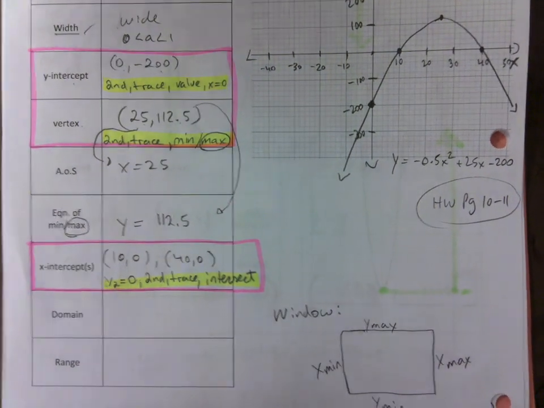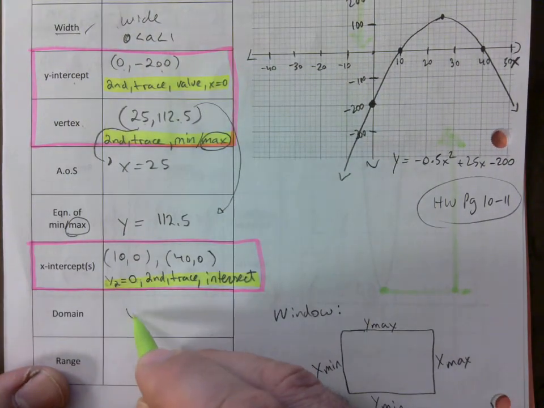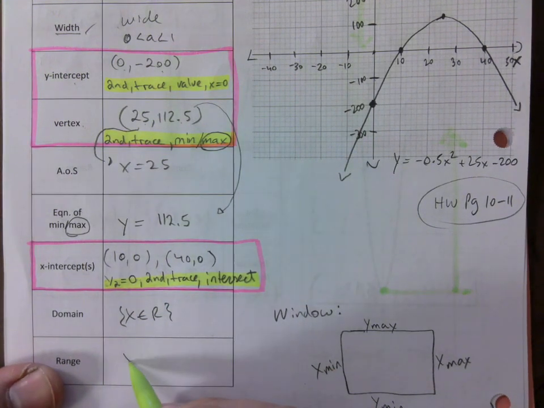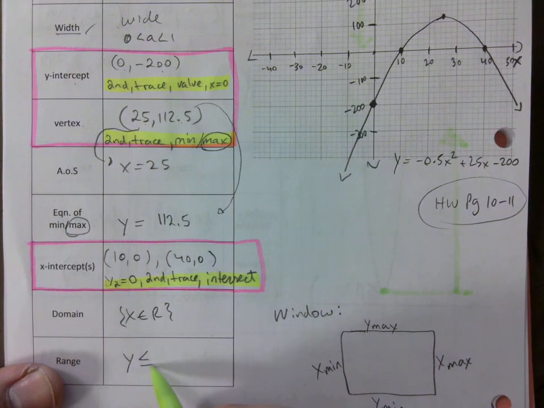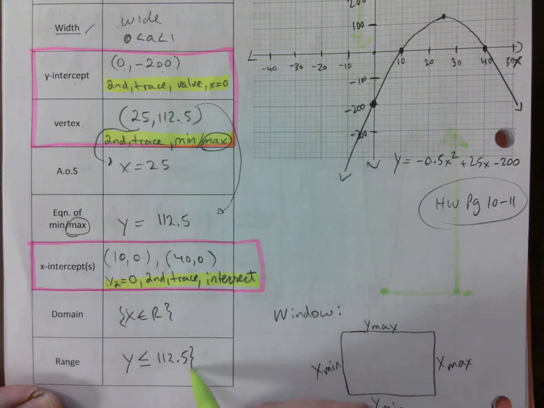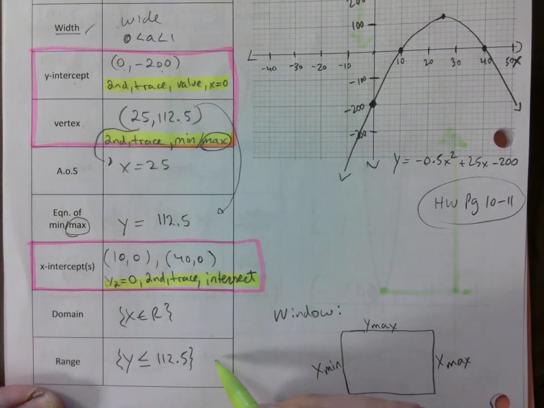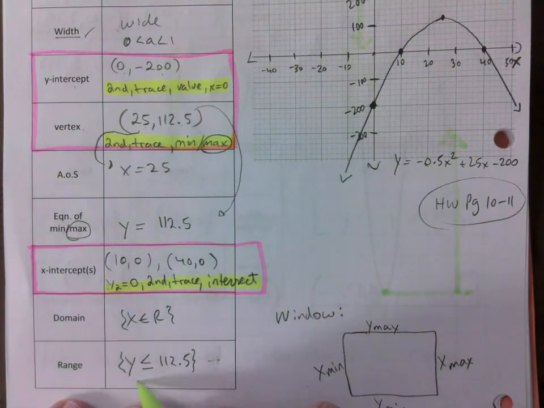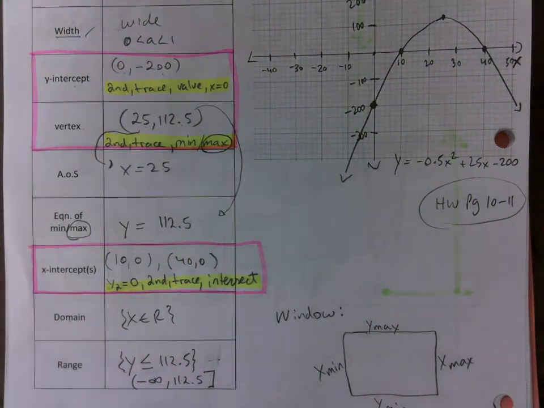What's the domain and range here? Hold on. We'll just go x is all real numbers. And my range, it'll be y is less than or equal to 112.5. Or, if you like interval notation, it would be negative infinity all the way to 112.5. Square bracket, round bracket. Okay, both of them are acceptable.